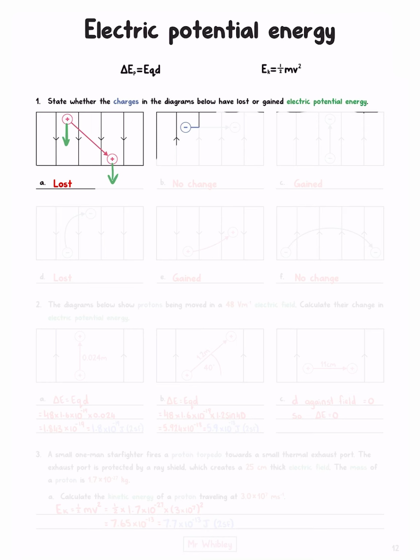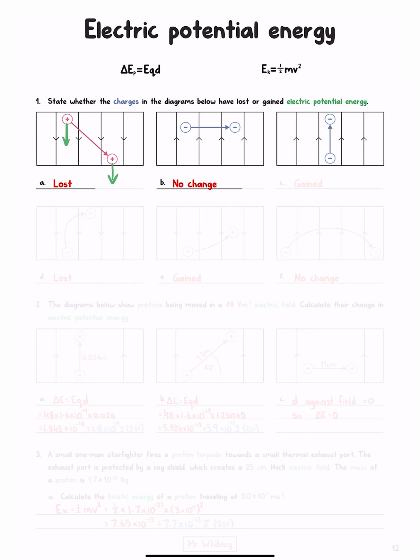In our next diagram, we have a negative charge moving at right angles to the electric field. Because the electron is neither moving with or against the field, there is no change in its electric potential energy. In our next diagram, we have our negative charge moving with the electric field. Negative charges experience forces in the opposite direction to the electric field, and so because we're moving against the electric field, we are storing electric potential energy. Therefore, we have gained electric potential energy.